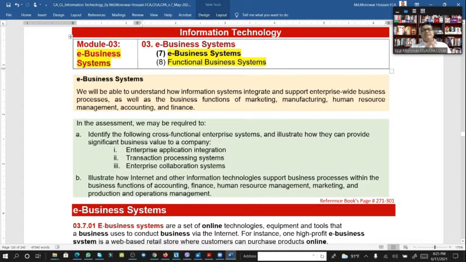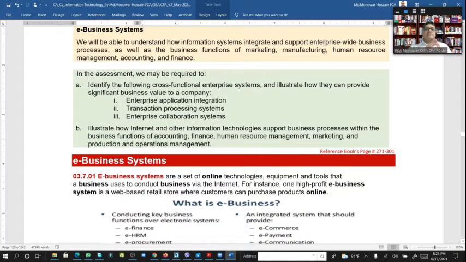After studying this chapter, we will be able to understand how information systems are integrated and support enterprise-wide business processes within the organization, as well as the business functions of marketing, financing, manufacturing, human resources, etc. How are they interrelated? We have to understand or identify the cross-functional enterprise system.